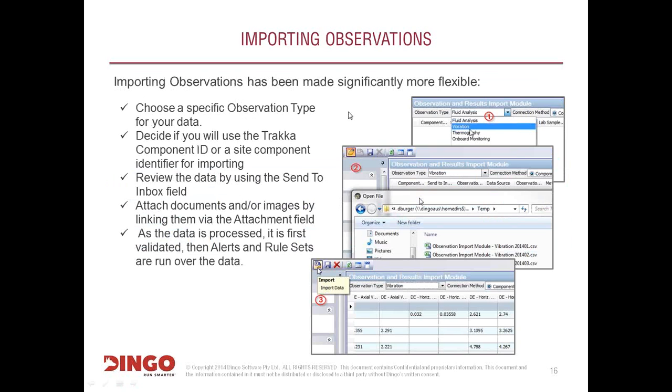And in order for us to be able to get the new data into Trakka, we've enhanced what used to be called the sample and results import module, and it's now the observation import module. We've made it more flexible so you can do things like choose which observation type you're talking about. You can use either the Trakka component ID or a site-specific identifier if you prefer. You can also direct whether you want the imported observations to go to the inboxes area or straight to history. And you can include attachments, as I mentioned before, by putting them in the attachments field. I'll show you that later on.